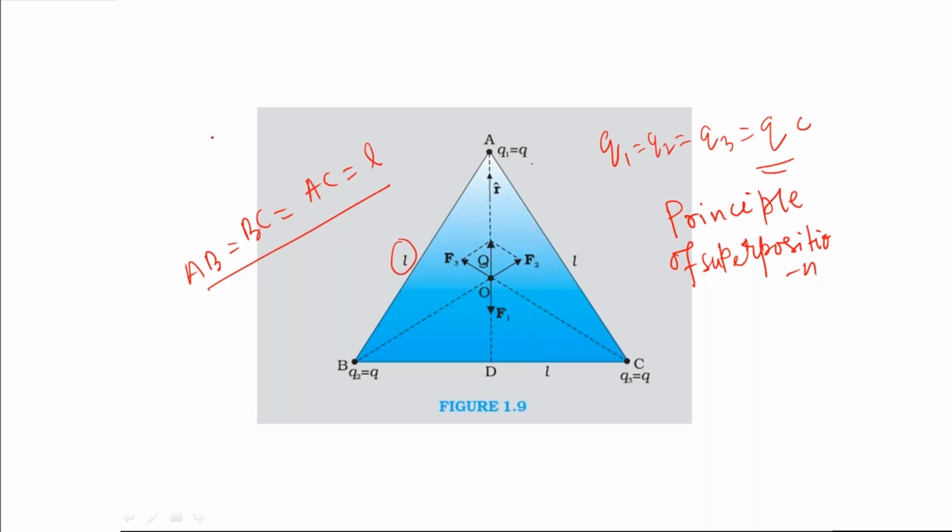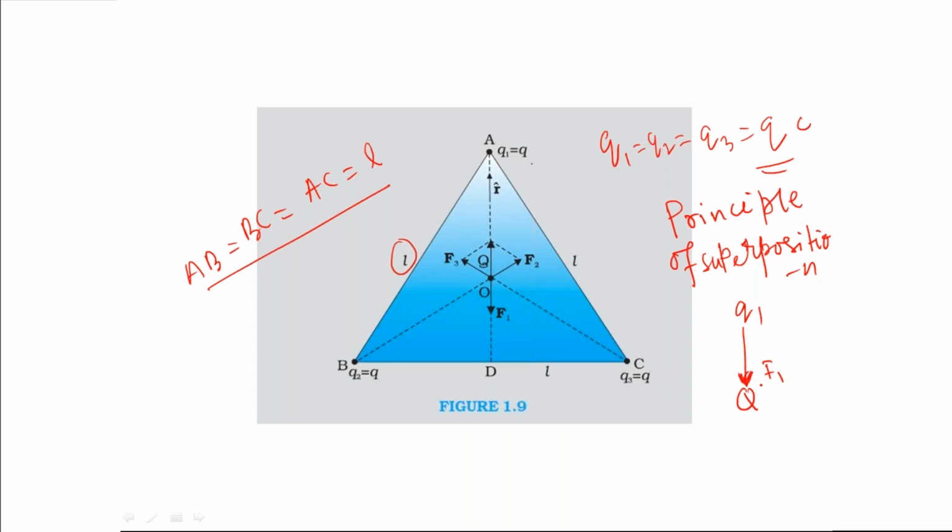Suppose I'm considering the force on capital Q due to Q1. That means I have capital Q over here and Q1 is here. Which direction will the force be? It will be a repulsive force, right? So the force will be in this direction. It will be pushing. So this is F1, right?